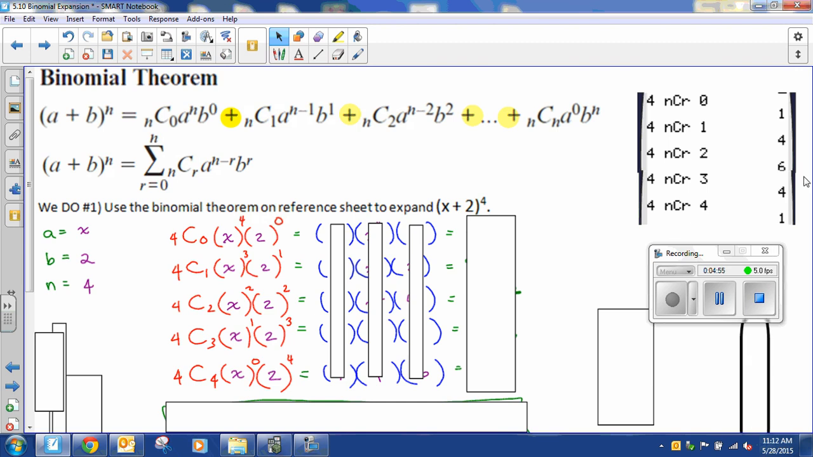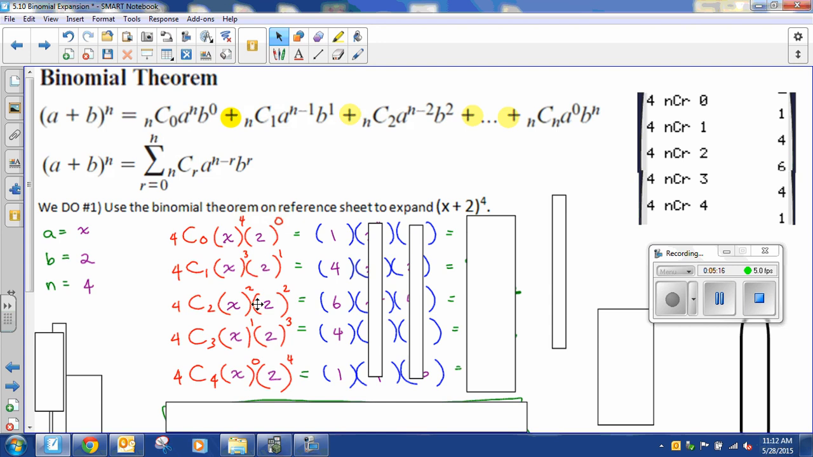Okay, 4 choose 4 is back to 1. We see we have a pattern 1, 4, 6, 4, 1. That's actually Pascal's triangle, and that's another lesson. So I've gone ahead and placed my coefficients 1, 4, 6, 4, 1 right here, replaced these expressions with 1, 4, 6, 4, 1.